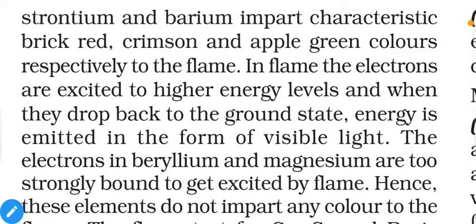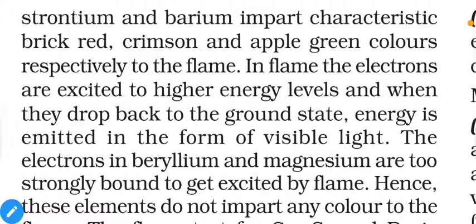Calcium, strontium and barium impart characteristic brick red, crimson red and apple green colors respectively to the flame. In the flame, the electrons are excited to higher energy levels, and when they drop back to the ground state, energy is emitted in the form of visible light. So just like the first group members, these metals also exhibit color in the visible region.